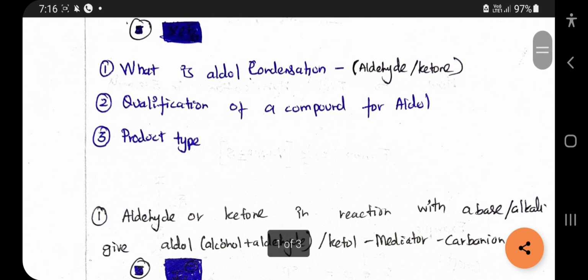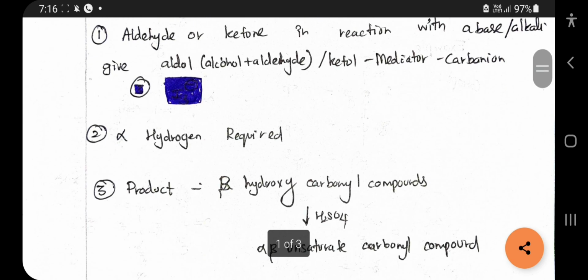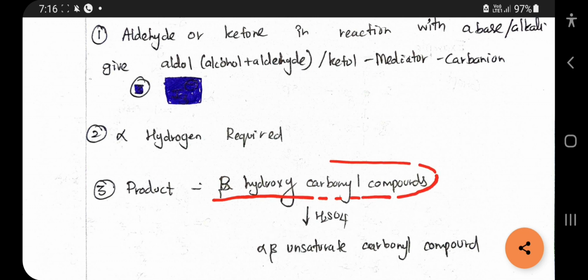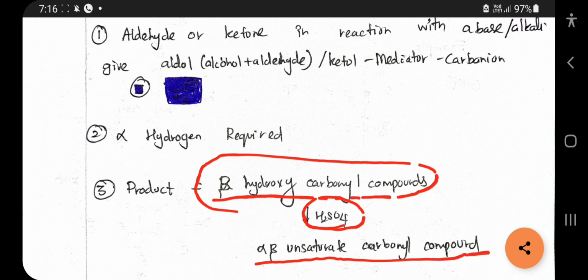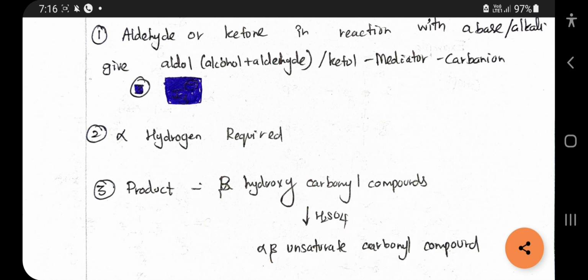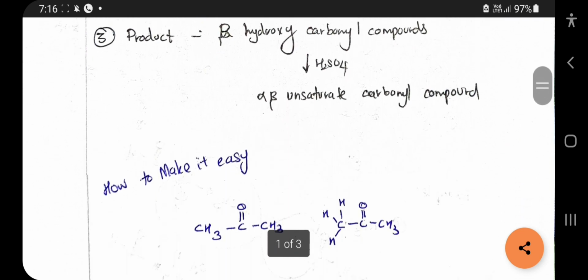What product type should be obtained? The product should be a beta hydroxy carbonyl compound. And when you treat it with H2SO4, on dehydration it gives an alpha beta unsaturated carbonyl compound. Then we'll see the trick to make it easy.